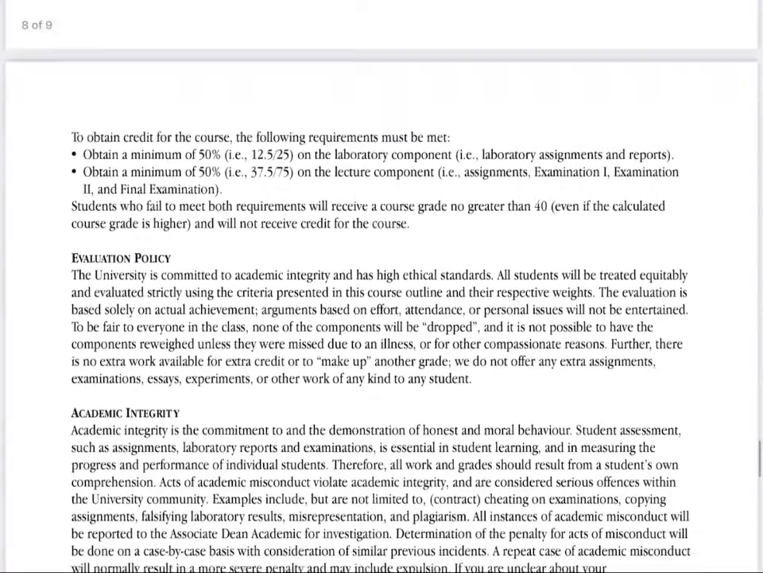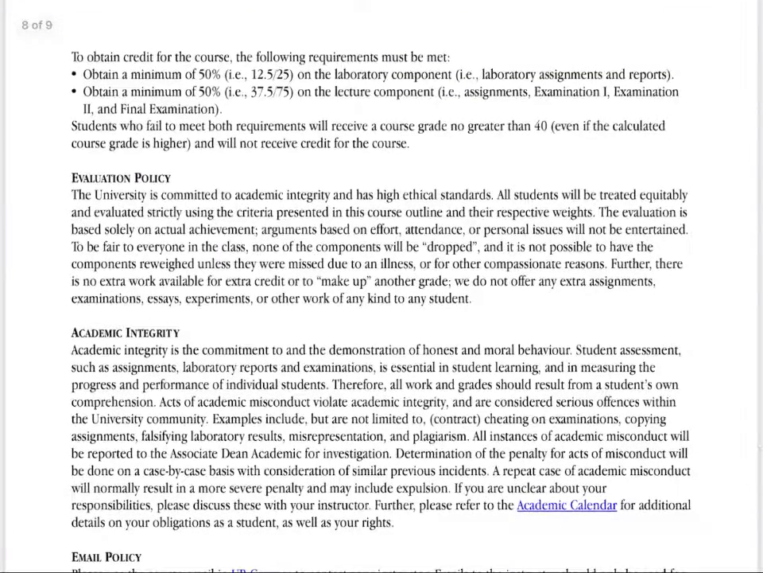To obtain credit for the course, the following requirements must be met. You must obtain a minimum of 50%, that is 12.5 out of 25, on the laboratory component. That includes your laboratory assignments and reports. And obtain a minimum of 50%, that is 37.5 out of 75, on the lecture component. And that is a combination of your assignments, Examination 1, Examination 2, and the final examination. Students who fail to meet both requirements will receive a course grade no greater than 40, even if the calculated course grade is higher, and will not receive credit for the course.